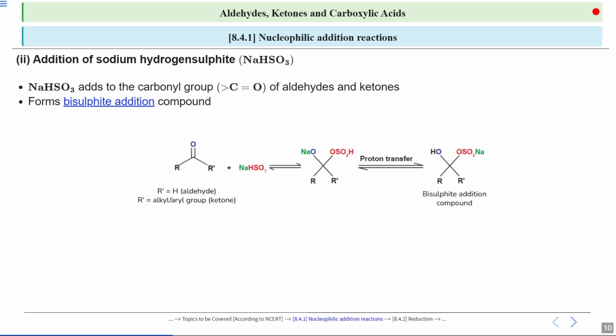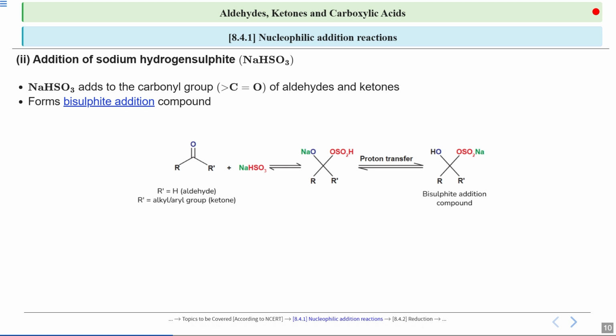Now look at this particular reaction. Sodium bisulfite gives HSO3 minus ion in solution. The sulfur atom in HSO3 minus has a lone pair. Now imagine if sulfur has a lone pair, where will it attack? It will attack the carbonyl carbon.